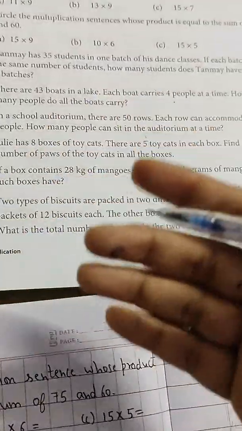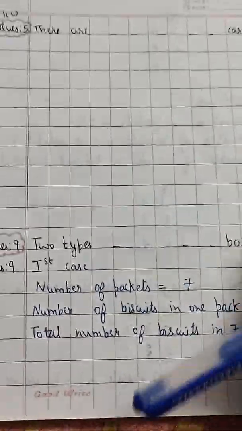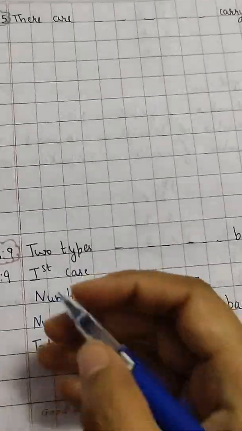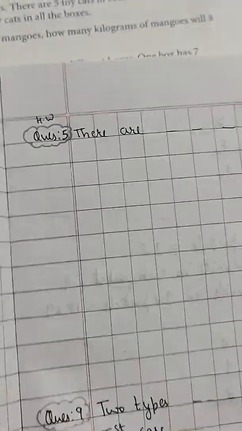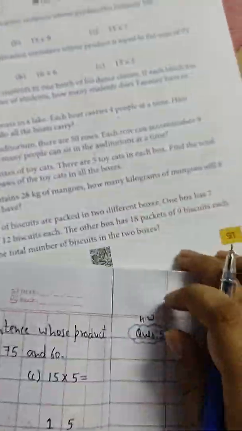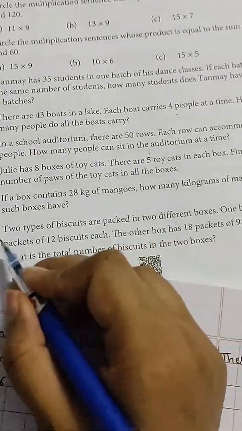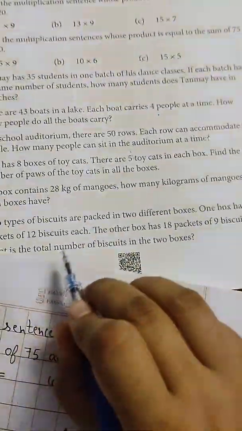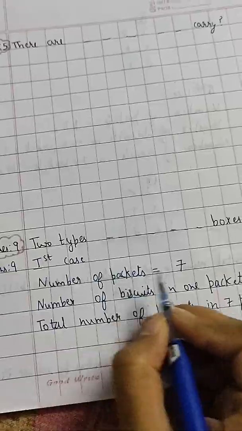You have to find how many total biscuits there are. So what will you do here? Firstly, you will take cases. You can write first box also, or first case also. If we are talking only about this part, only one box has 7 packets of 12 biscuits each. Only this part we are talking about, so right now we will take care of only this. So first case, number of packets is 7.